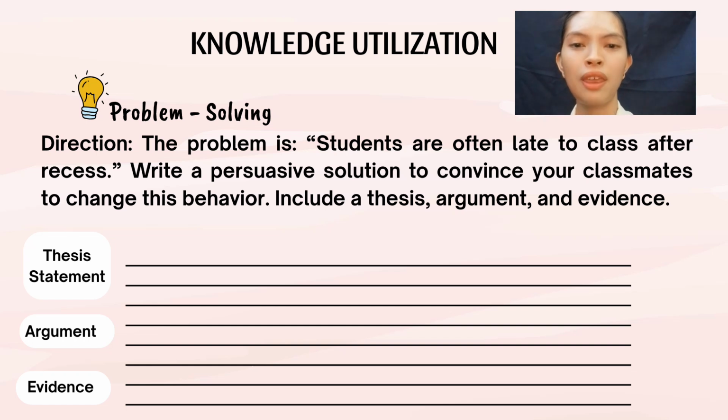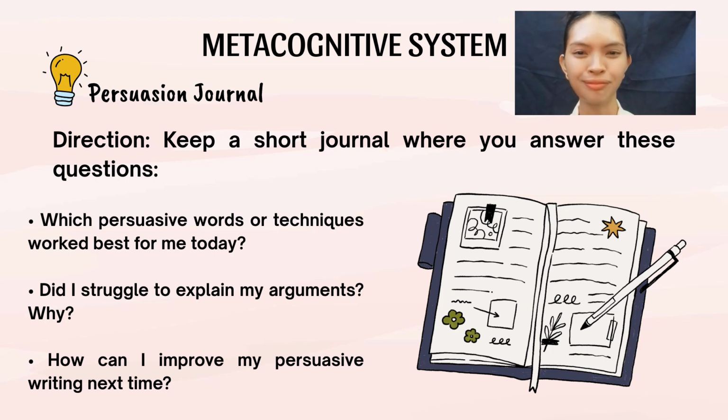So they have to propose a persuasive argument to solve the problem of classmates being late after recess. They have also to form, of course, a thesis statement, which is very important in a persuasive essay, support it with arguments, and provide evidence. They will apply their knowledge about making a persuasive essay by giving thesis statements, arguments, and evidence to persuade their readers.